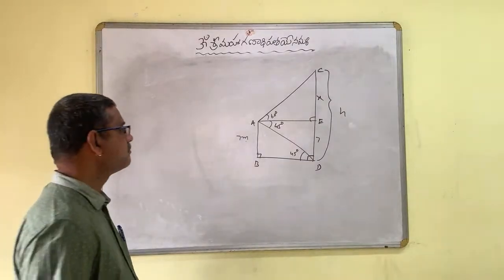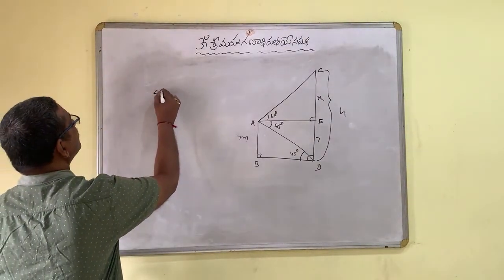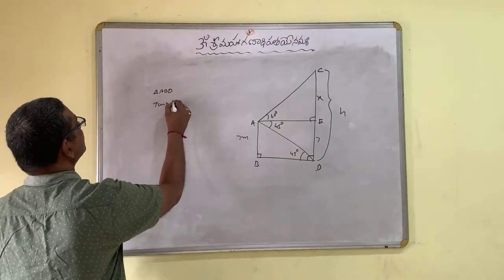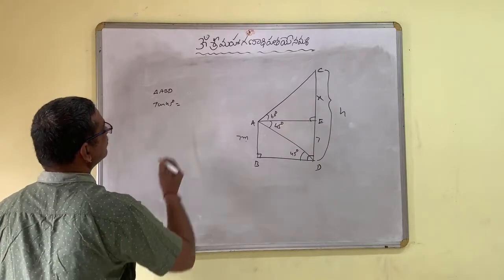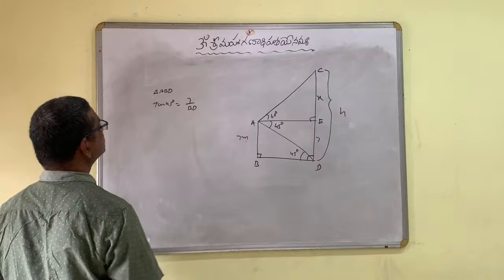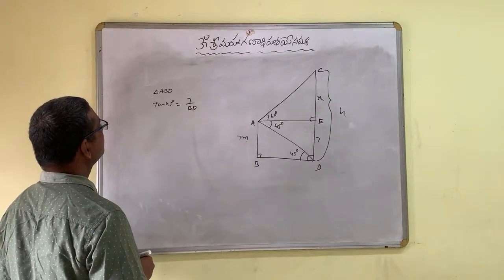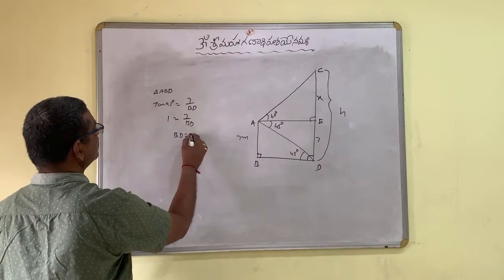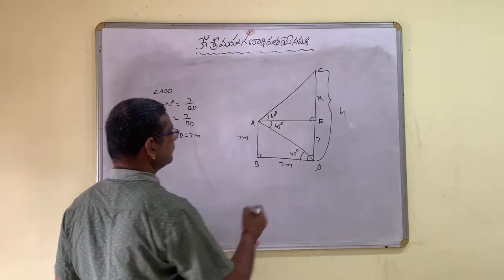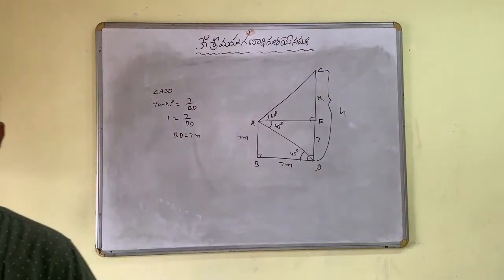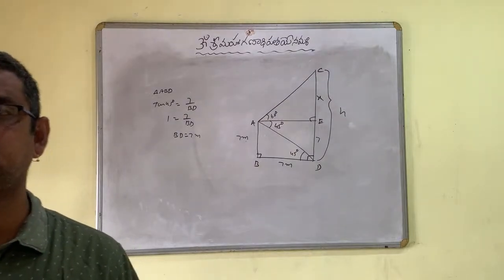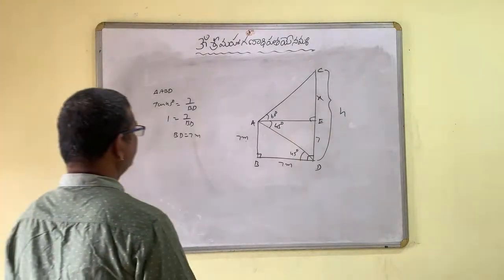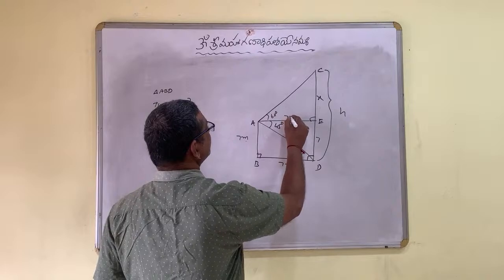Triangle ABD, tan 45 is equal to 7 by BD. 1 is equal to 7 by BD, so BD is 7 meters. If this is 7, this is also 7.